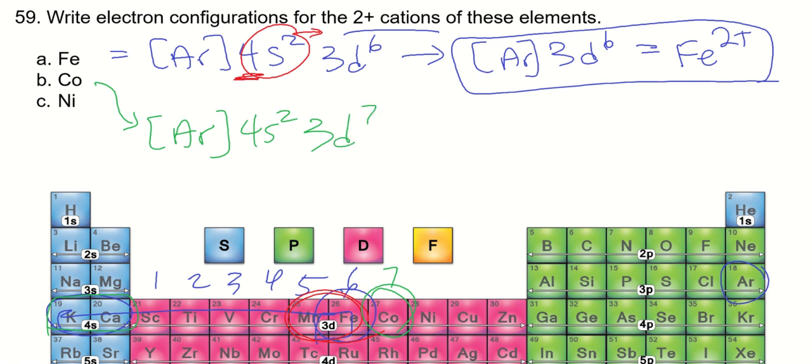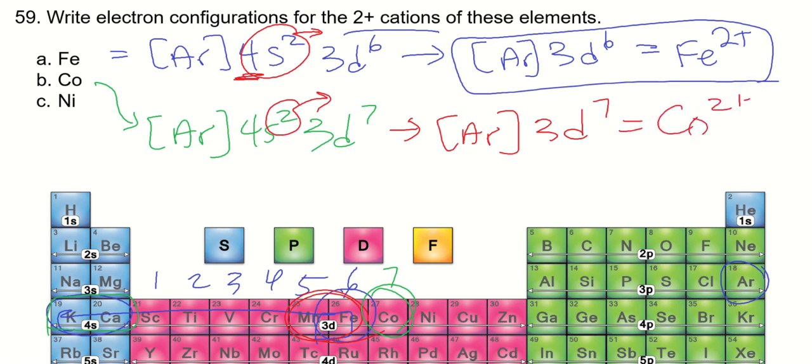Now when we're removing electrons, remove from the highest energy first, not the last. So in other words, this would be incorrect. Okay, that's incorrect. So remove the electrons from the s's, and what you have left is argon, which takes care of the first 18 electrons, and then the remaining 7, which is 3d7. So that is your cobalt 2+ cation's electron configuration.